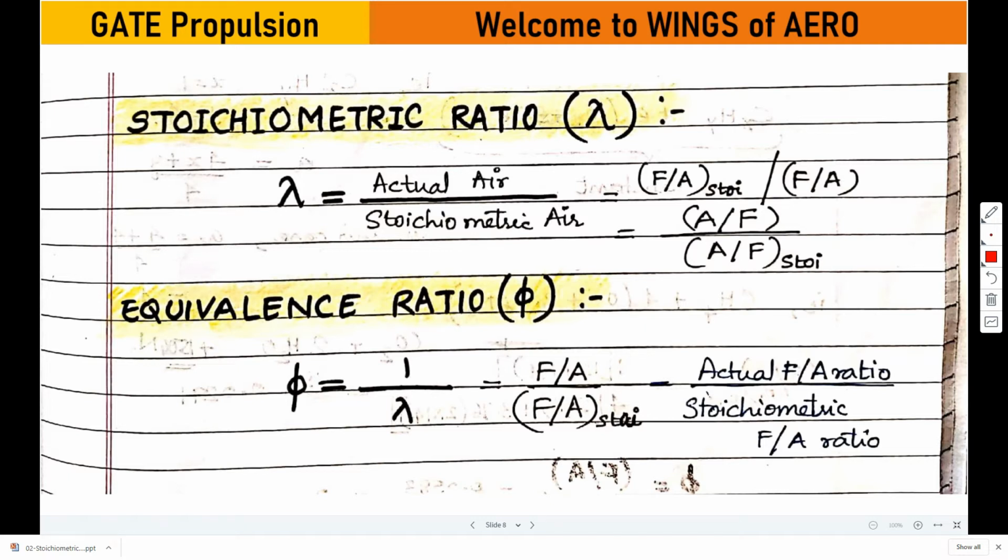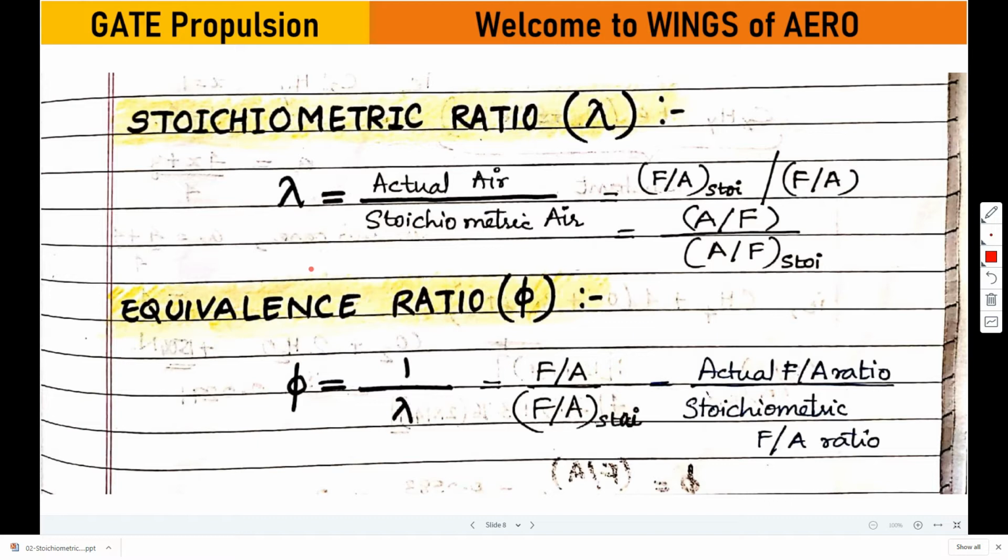Now in some books they have different kinds of notations. Here I have represented the stoichiometric ratio as lambda and the equivalence ratio as phi. Now let's see what the stoichiometric ratio is. You have to remember the formula, as I've said.